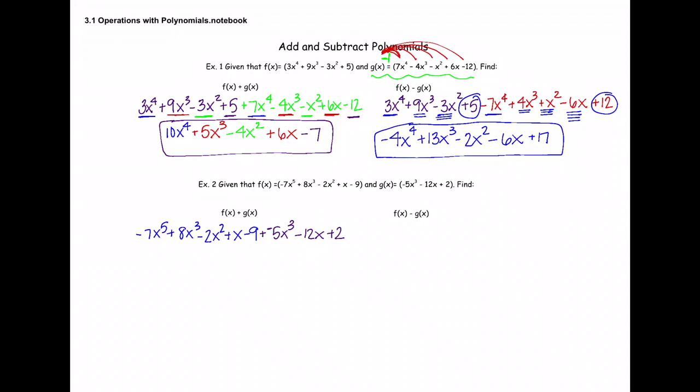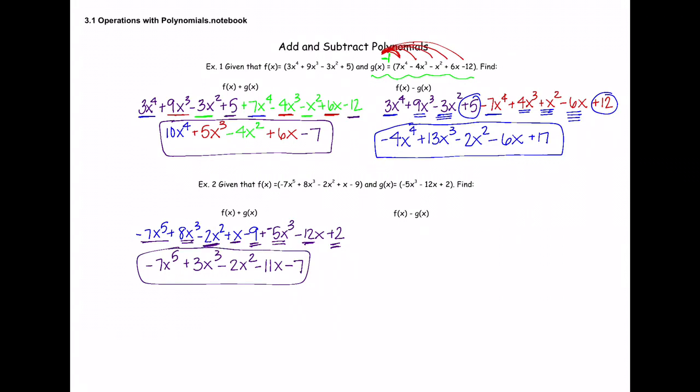Combining our like terms, we get negative 7x to the fifth power. We have 8x to the third minus 5x to the third gives us positive 3x cubed. Negative 2x squared doesn't match anything else. x minus 12x gives us negative 11x, and negative 9 plus 2 more gives us a negative 7.